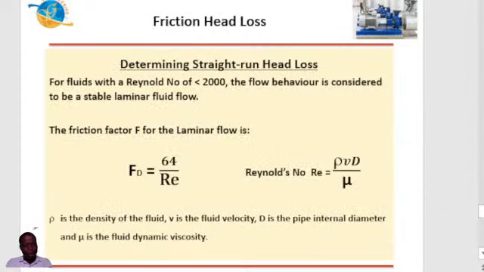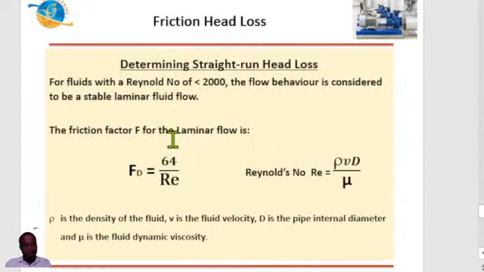Okay, so your friction factor will be equal to 64 over your Reynolds number. This expression for friction factor is for a stable laminar fluid flow, that is, fluid flow with a Reynolds number of less than 2000. So if your Reynolds number is less than 2000, just get your friction factor with this expression and put the value into this Darcy-Weisbach equation with your length of the pipe.